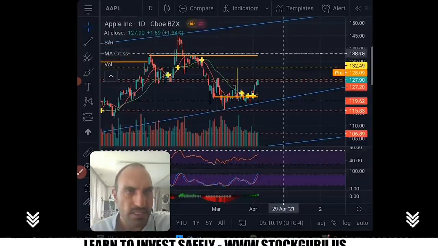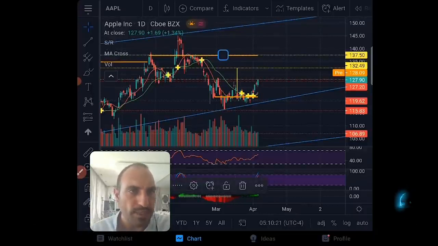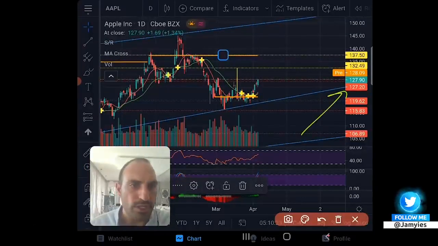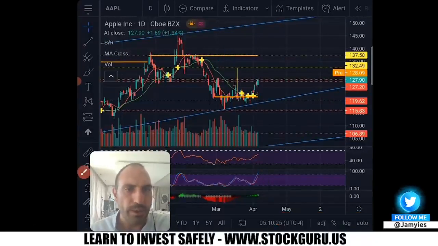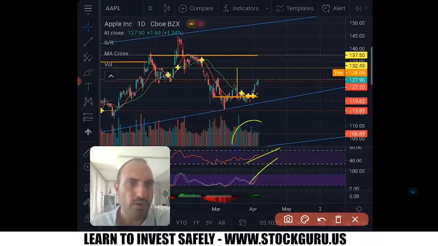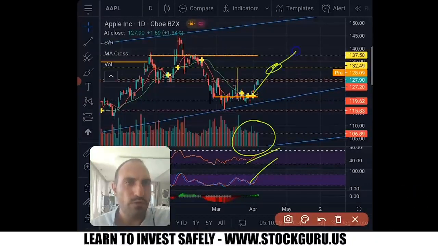So the resistance is here. That's one resistance as Apple comes up, and it's got another resistance at 132. So I'm still looking quite bullish for Apple. Stochastic, RSI, everything going up, volume. So targets are 132 for Apple, 137.